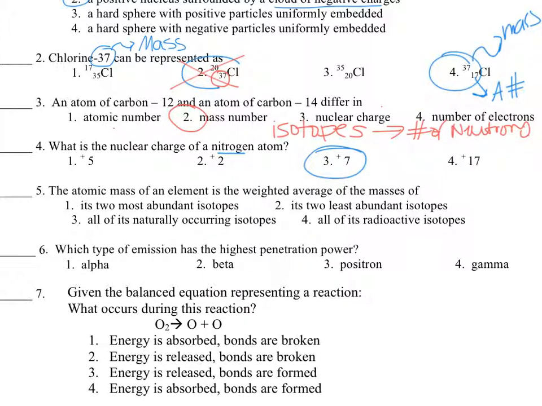Alrighty, let's look at number 5. The atomic mass of an element is the weighted average of the masses of... Now this is pretty much a definition question. You've got to know that it is all of the naturally occurring isotopes. You can cancel out a couple of these answers because it's not ever just going to be 2 of the most abundant. We don't care about that. It's not the least 2 abundant. That doesn't make any sense. And they may or may not be radioactive, and we don't really distinguish based on that.